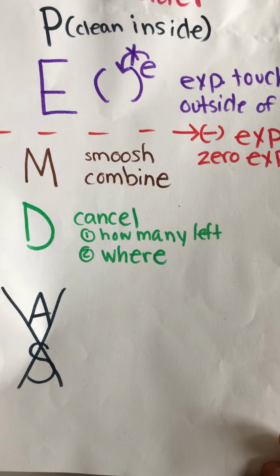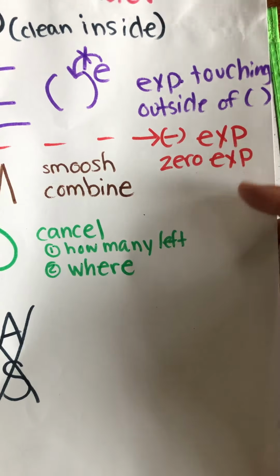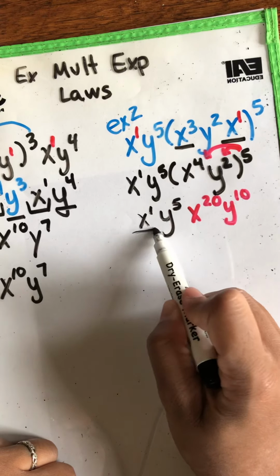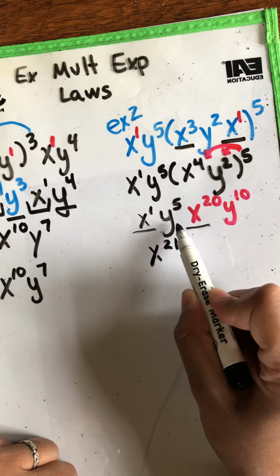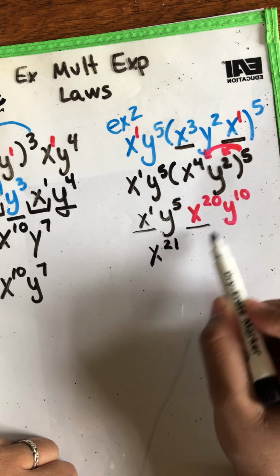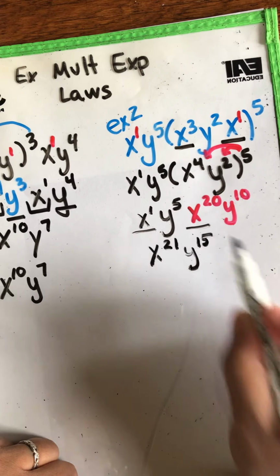And the next thing I'm going to do is M, smush. I don't have any negatives or zeros. We're not on that, so I'm going to combine. I have 1x here and 20 here. Put them together. That gives you 21 x's. I have 1y here and 5 y's here and 10 y's here. That gives me 15 y's altogether.